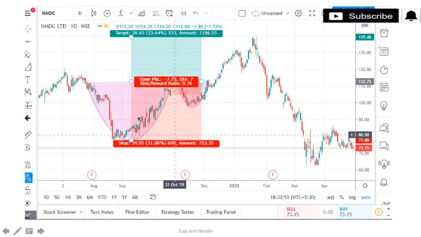On NMDC on a daily basis, it is making a cup and then making a handle. Whenever the breakout happens, there is our target. You can see the difference between this point and this point is around 34 points, and after this breakout it went up 27 points. So it is not always that the target is achieved, but you can book a profit according to your risk management. But according to the theory, the target is the difference between these two points, that is the radius of your ellipse or curve, you can say.